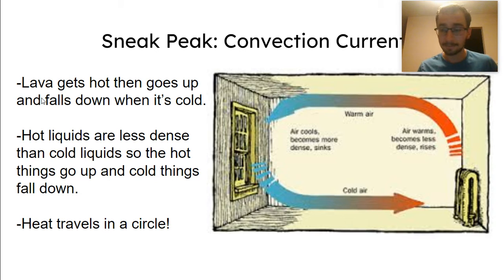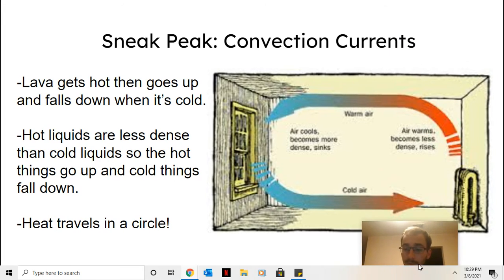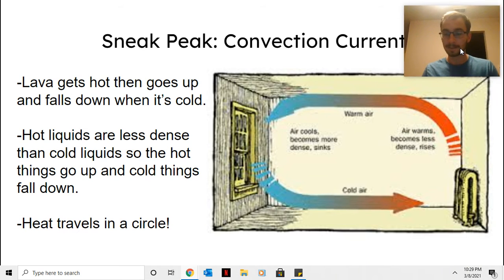Lava gets hot. This happens actually with heat. So the lava will get hot, and then when it gets cold, because it's no longer near the mini sun, it'll fall down. And that's because hot liquids are less dense than cold liquids, so the hot things go up, and then when they get cold, they fall down. Heat travels in a circle. Here's an example of convection currents. That's what they're called. A sneak peek for Wednesday.